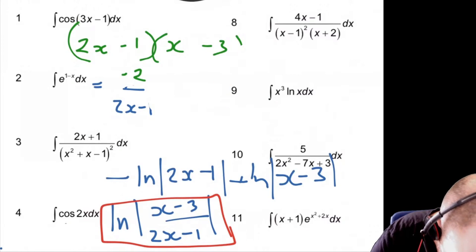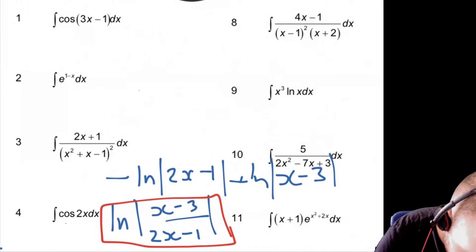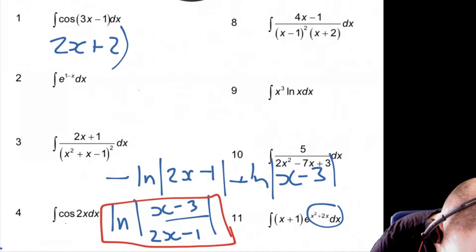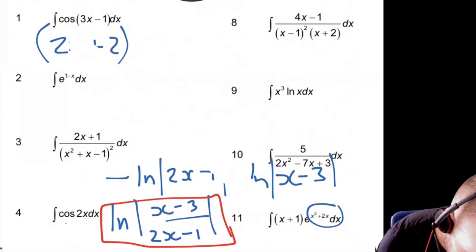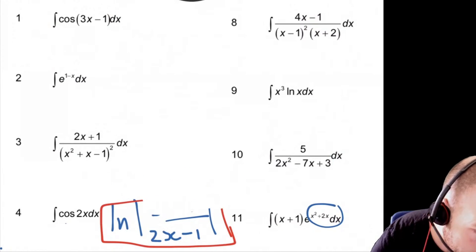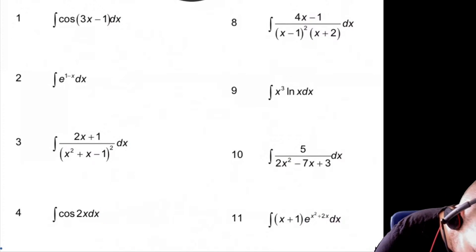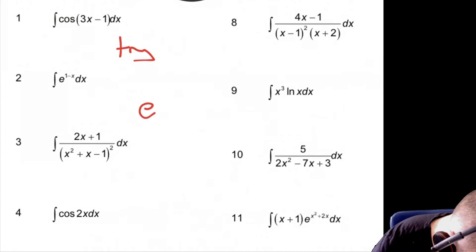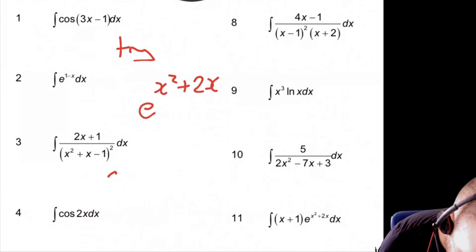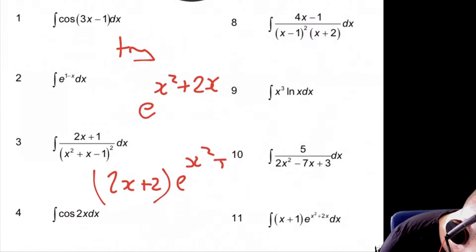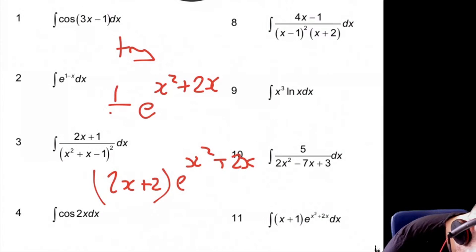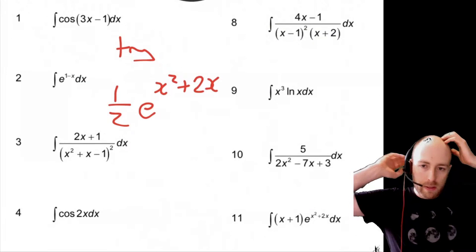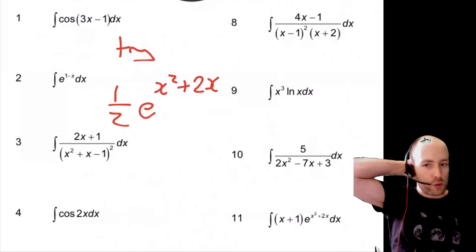Last one, 11, is a function derivative question. So recognition, because the power is x squared plus 2x, the derivative of that is 2x plus 2, which is a factor of x plus 1. So we need to use function derivative. So we're going to try e to the x squared plus 2x. If we differentiate that, then like I said, we get (2x plus 2) e to the x squared plus 2x, which is twice too big. So we need to half our answer. That's it, done. Hopefully that wasn't too quick, guys, but you can go back and slow that down or pause it if you do need to.